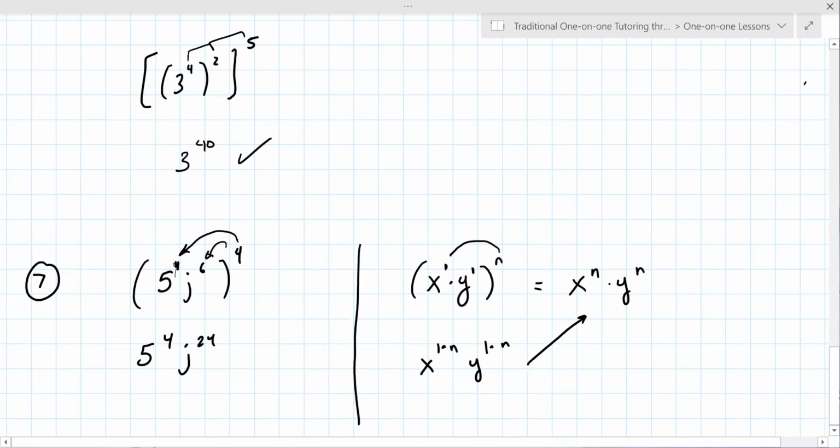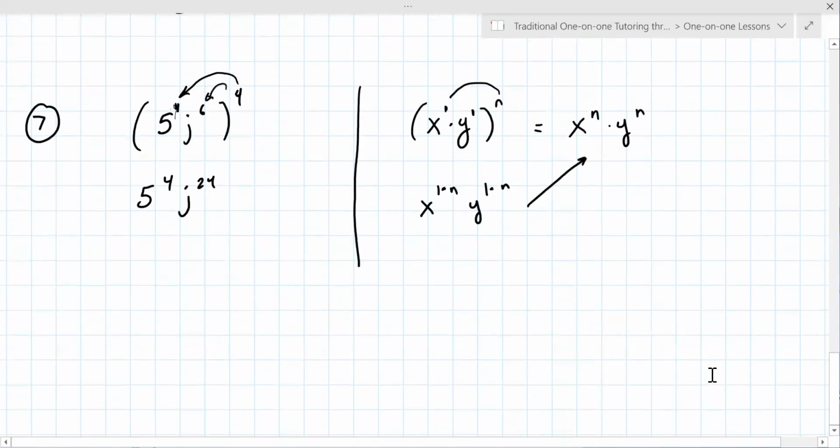Okay, so I'm going to leave that example up, and I'm going to give you one just like it, except with different numbers. Okay. I'm keeping this example up. I want you to try this on your own. Again, you just multiply each of the exponents.